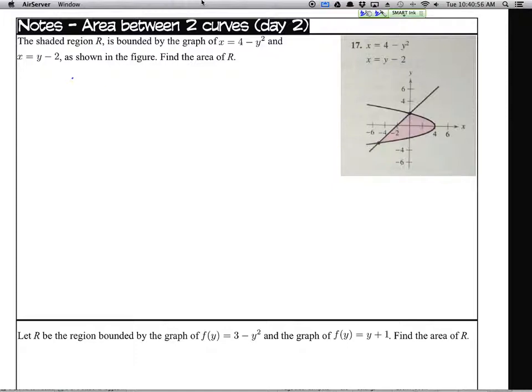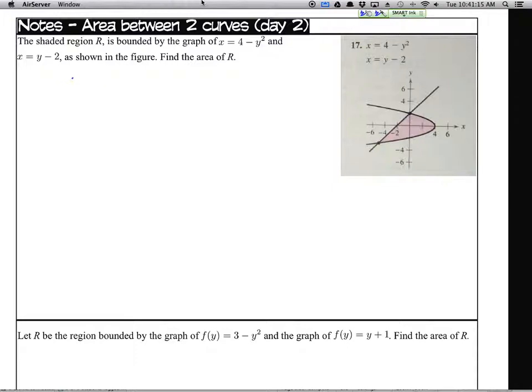How is this problem different than the problems we worked yesterday? It's x equals, and it's kind of sideways. We don't need to change it to y equals. We can keep it as x equals.